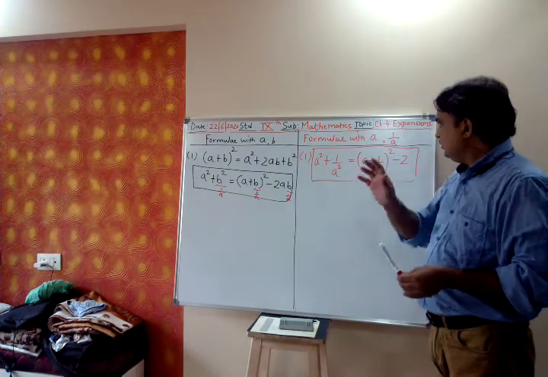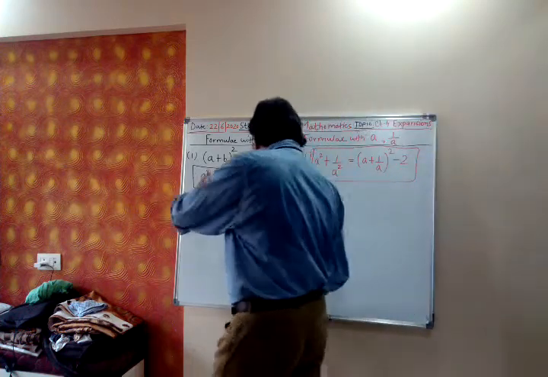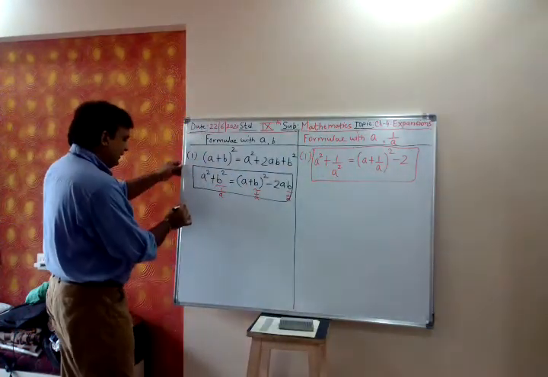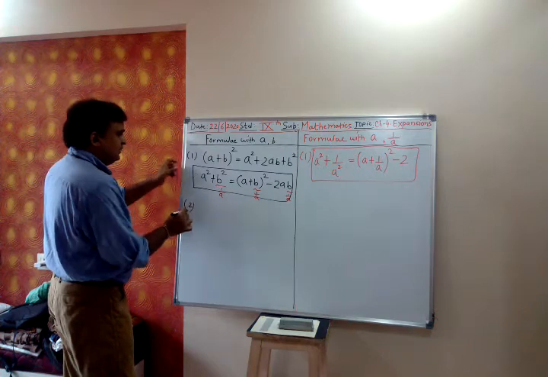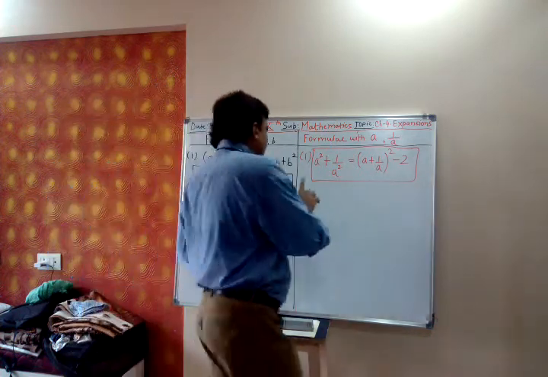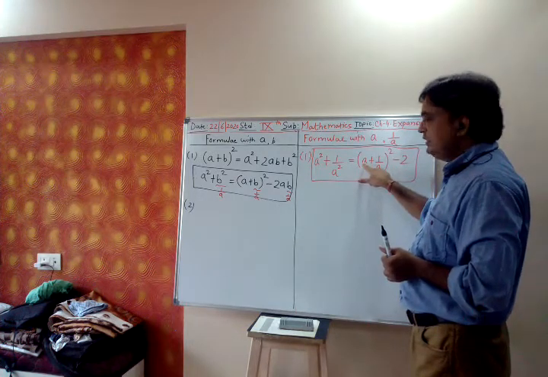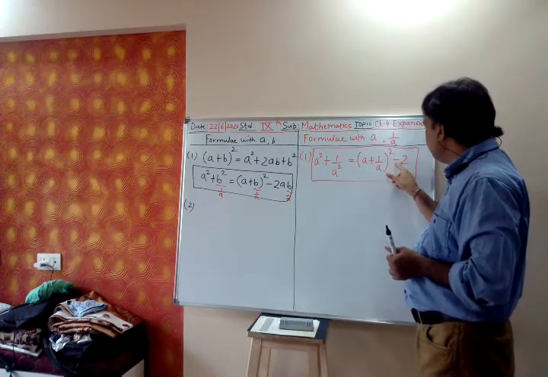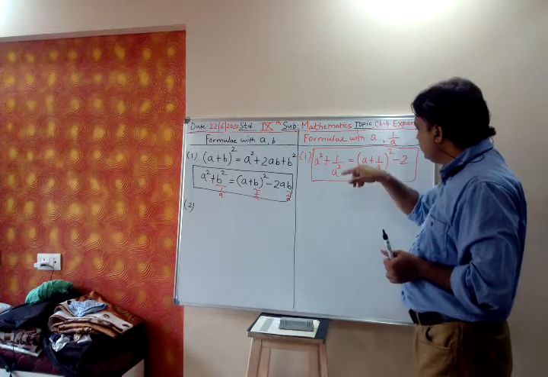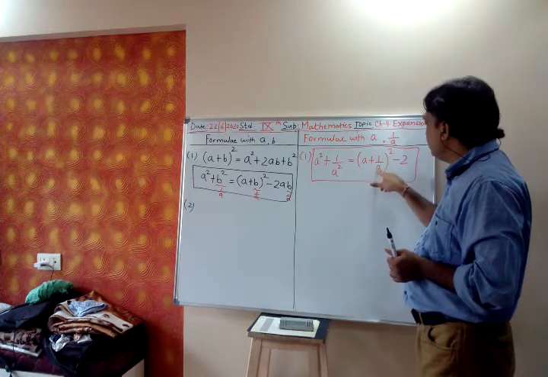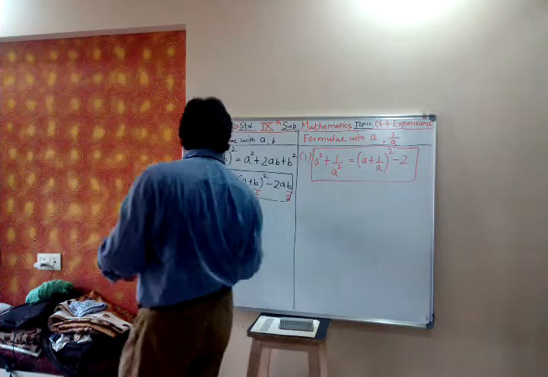That is different. That is our second formula. See, when it is a plus 1 upon a, there is a minus sign. But in our next formula, when it is a minus 1 upon a, there is a plus sign. That is our next formula.